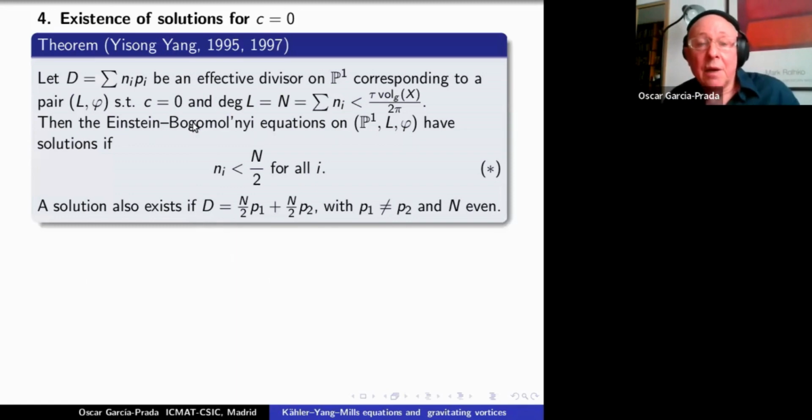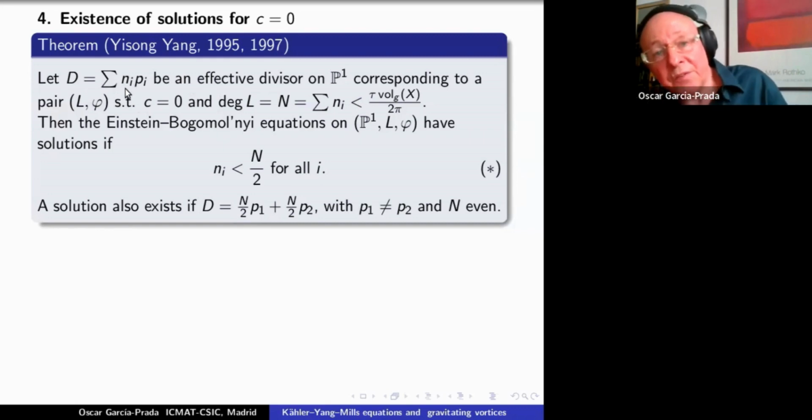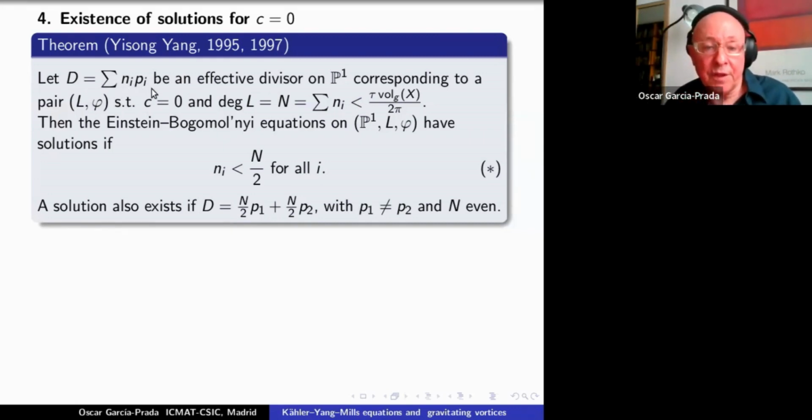So Yisong Yang considered the case of these equations in the situation where C is zero. And remember, in this situation the Riemann surface is just P1. Let me phrase his theorem in a language that he didn't use, but let me express it this way. We are given a holomorphic line bundle and a holomorphic section phi, and this line bundle has Chern class of degree n, and the zeros of phi define an effective divisor, given by the sum of n_i p_i, where the p_i are points in P1, and the n_i are positive integers.